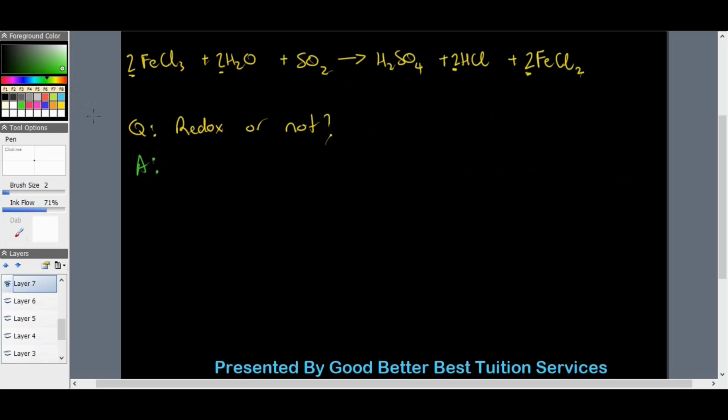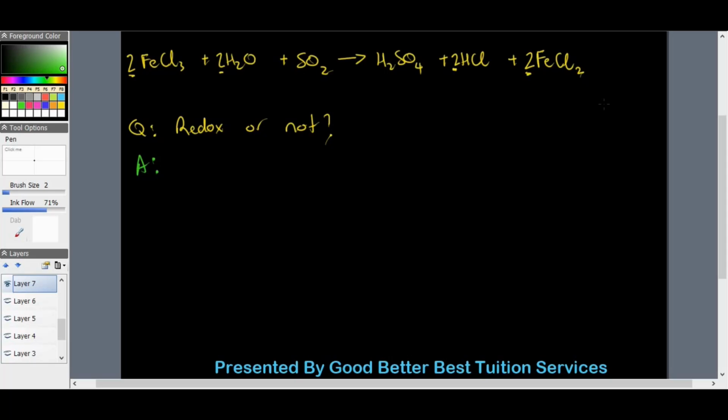So here we have the same question, different reaction. We want to know if it's a redox reaction or if it's not a redox reaction. Okay, if FeCl3 plus water plus SO2 gives us sulfuric acid H2SO4 plus hydrochloric acid, which is HCl plus FeCl2, and we can see we've balanced the equation, as you can see by the underlined 2's. Okay, those are the balancing numbers.